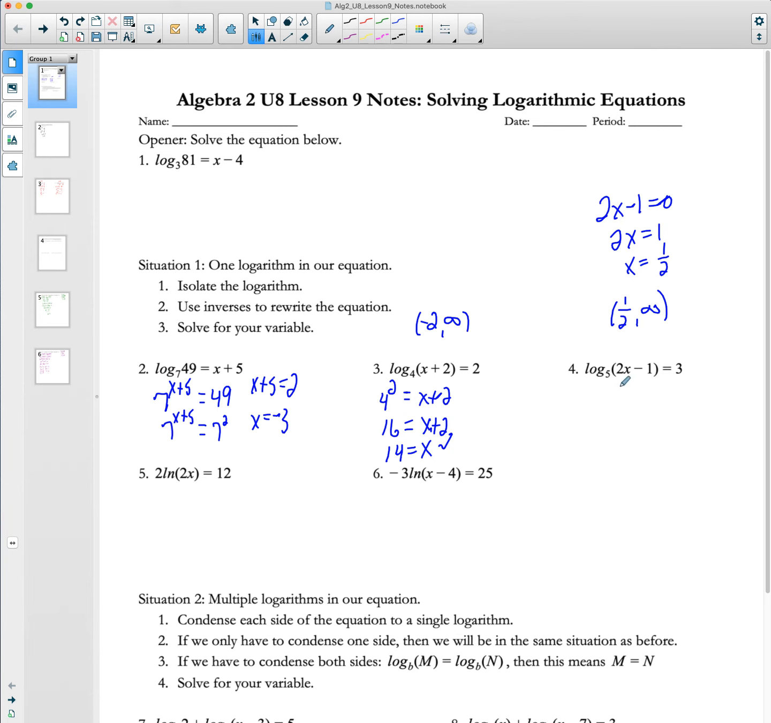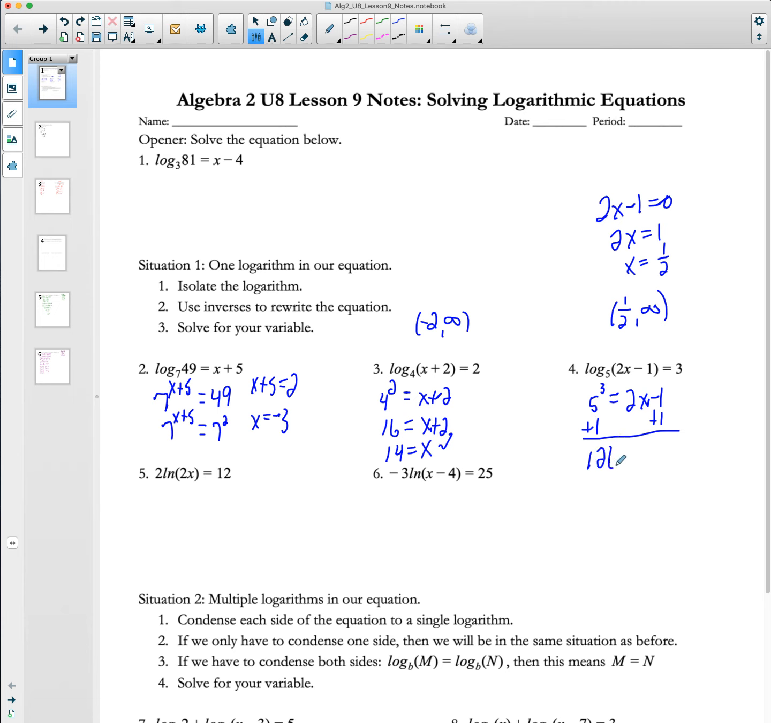Now, once again, our logarithm is isolated, so we can go ahead and start writing it. So this is 5 to the third power is equal to 2x minus 1. Now I can just solve for x. I can add 1 to both sides. When I do this, 5 to the third isn't too terribly large. If it was something like 6 to the 28th, you could leave it as an exponential. But since this isn't too bad, 5 to the third is 125, plus 1 is 126.